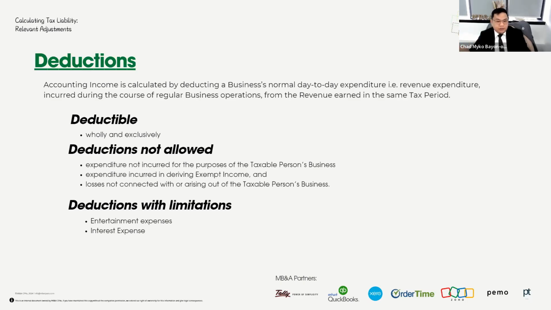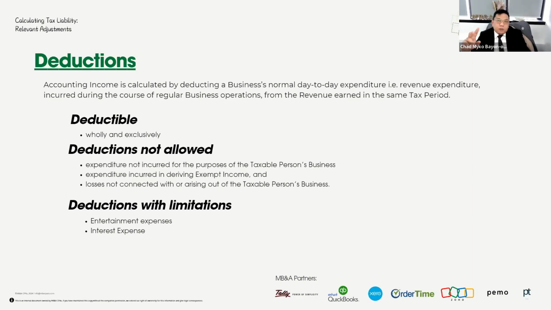So for capital expenditures, that could be considered as your asset and then depreciated after, but will not be considered as part of your expenditures. And then for revenue related expenditures, that will be considered as wholly and exclusively, so that will be deductible.